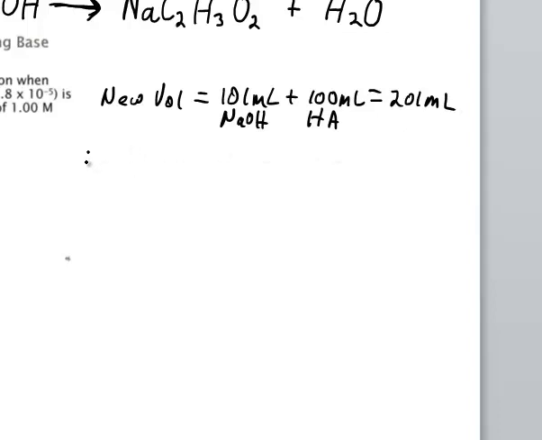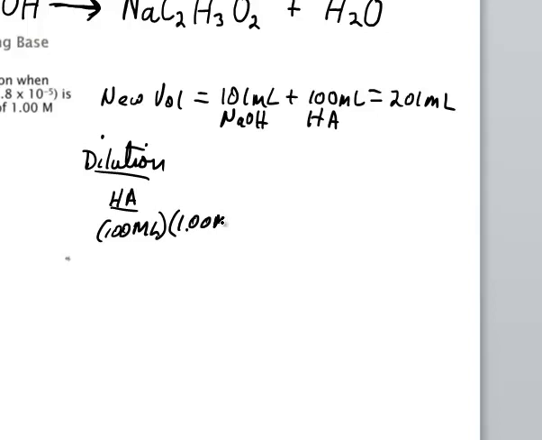So let's go ahead and do our dilution, and see what our concentrations are after we add that 101 milliliters. For the acetic acid, the dilution is 100 milliliters times the 1 molar concentration divided by 201 milliliters new solution volume. And when we do that, we get for HA 0.4975 molar concentration.